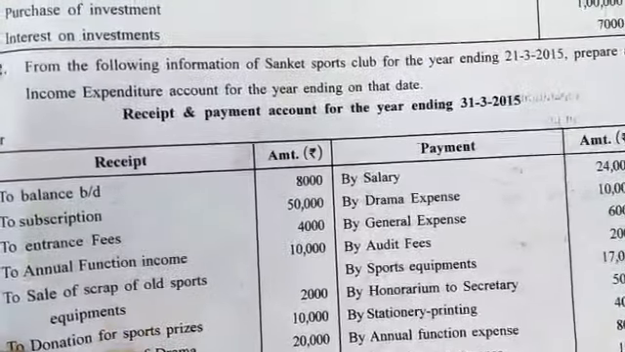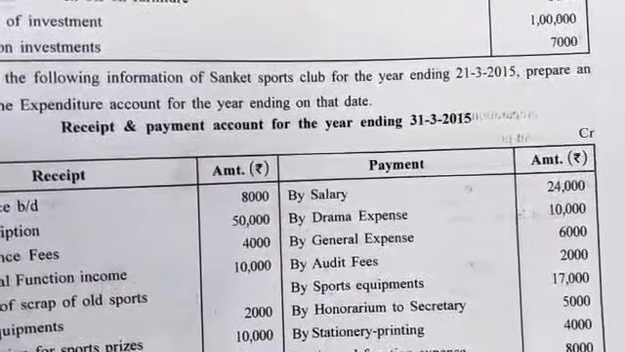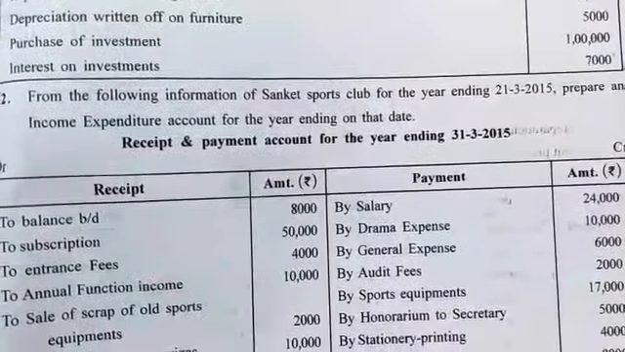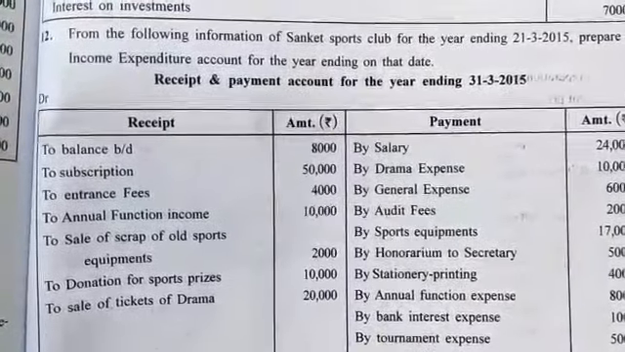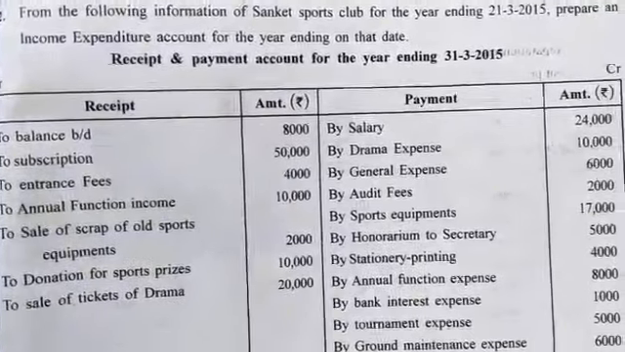From the following information of Sanket Sports Club for the year ending on 31st 2015, prepare an income expenditure account for the year ending of that date. So here receipt and payment is given to us. From this we have to prepare income and expenditure account. Okay. So let's start.